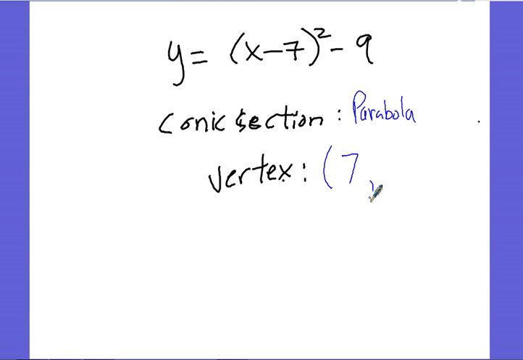So if you look at your general equation, it looks like this: (x - h)² + k. It's -9. So this one's tricky, because so far, all we do is take the opposite of this number, right? So it looks like it's a -7, but it's really a +7, right?